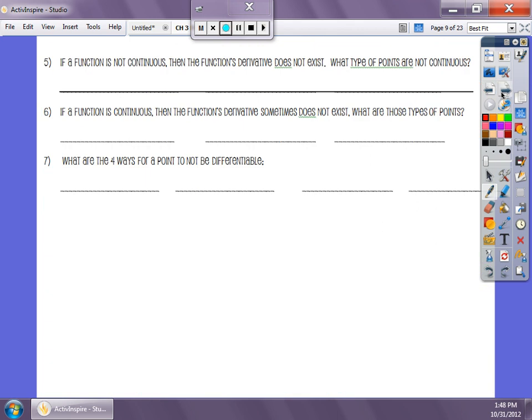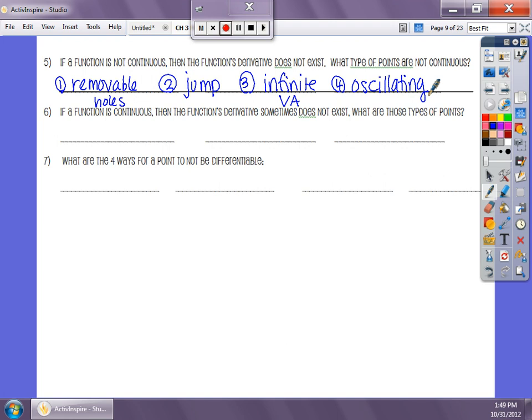Let's see. Number 5. So these are just values you're putting in. If a function is not continuous, the function's derivative does not exist. That is a complete rule. Not continuous, not differentiable. What types of points are these? And I made a mistake in period 4. The first would be a removable, which you guys a lot of times call holes. The second, we forgot about, the jump. Number 3 would be the infinite, which most of you know as vertical asymptote. And the fourth is our oscillating, and that's the one that would be y equals sine of 1 over x, the example that I used in class.